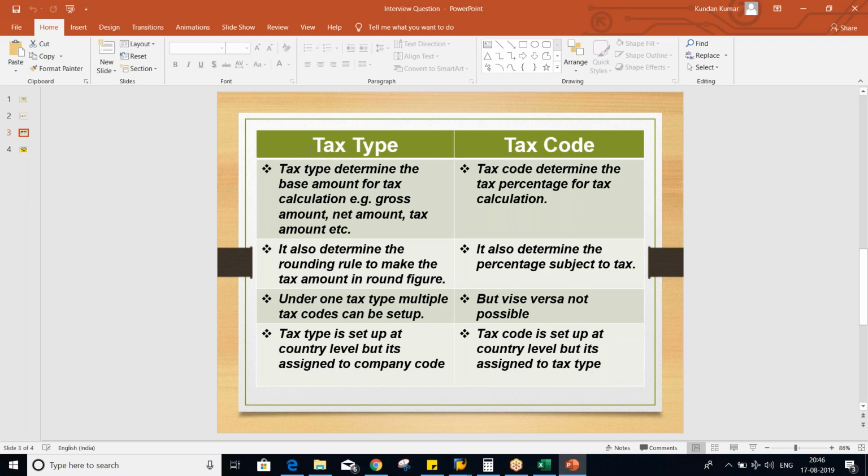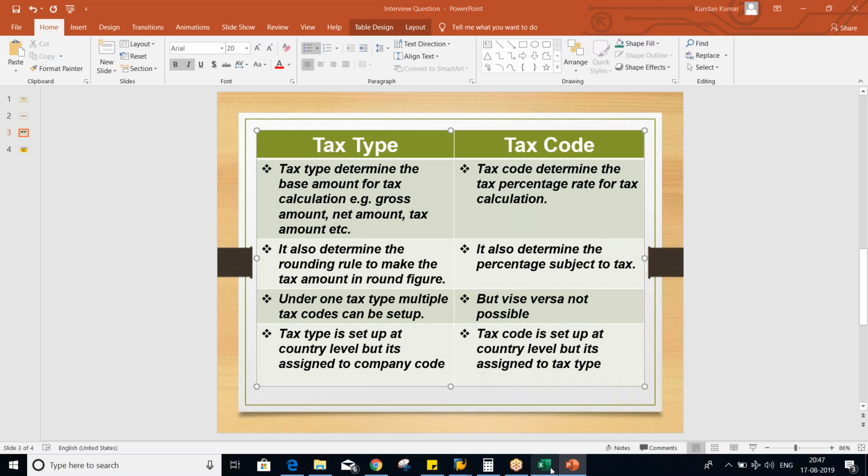The first difference: tax type determines the base amount for tax calculation. This base amount could be the gross amount, net amount, tax amount, etc. And tax code determines the percentage for the tax calculation. It means the percentage rate for tax calculations, right? Yes, I have to specify the rate for tax calculation.